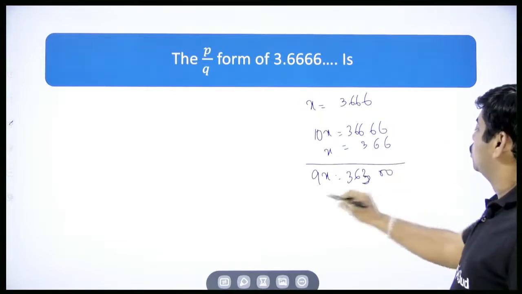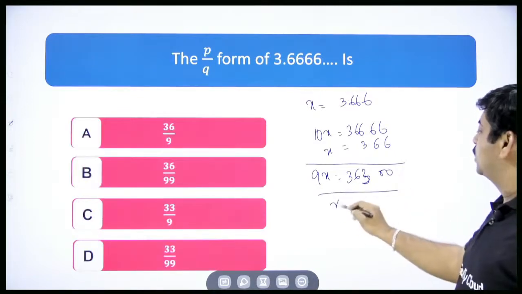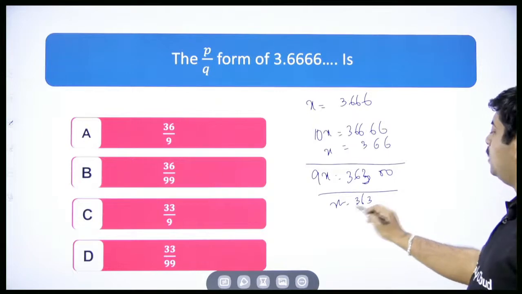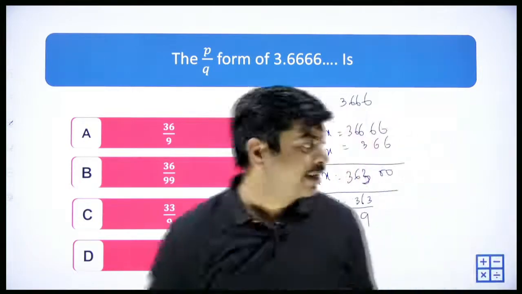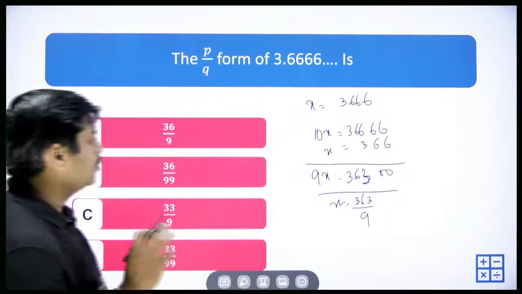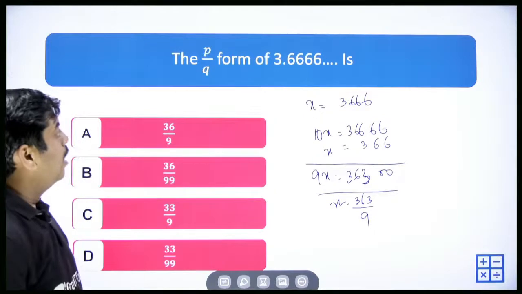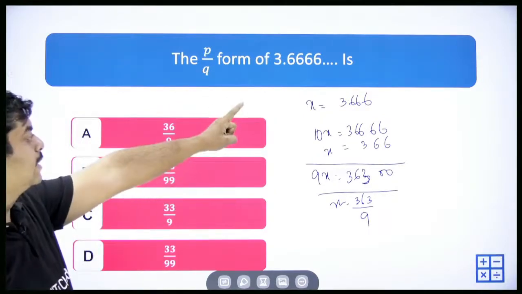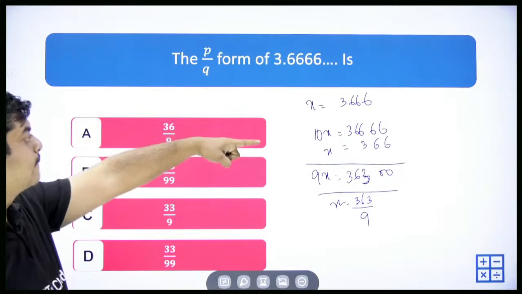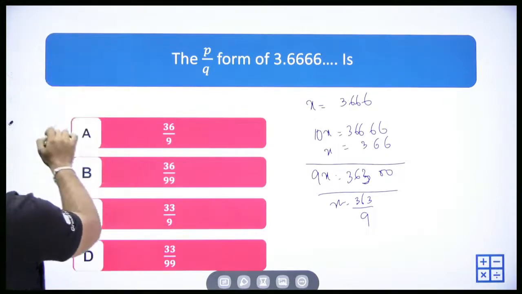So what is x? X is equal to 363 by 9. So can we cancel with 9? I don't think so. We can cancel that with the 363. Once again, let's try to check that total multiplication. 3.666, 10x is equal to 36.66. Sorry, 10x is wrong. We had made a mistake.